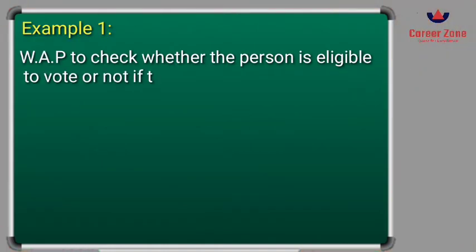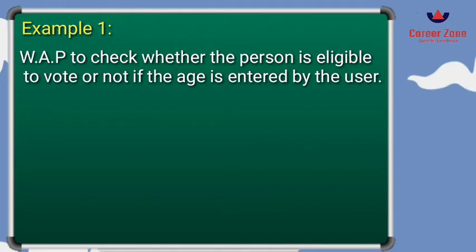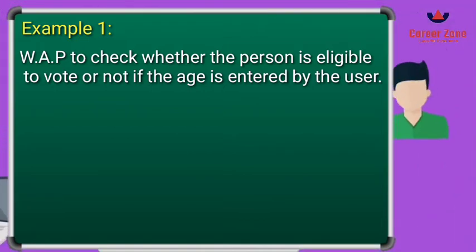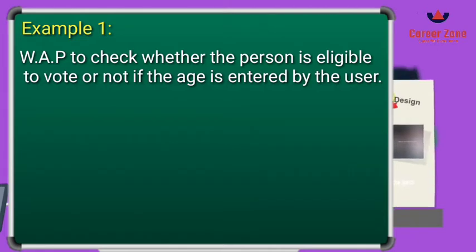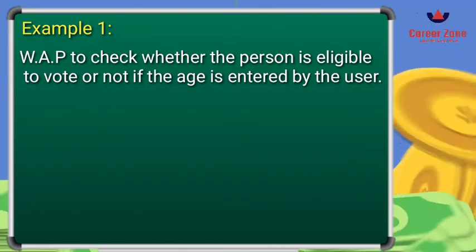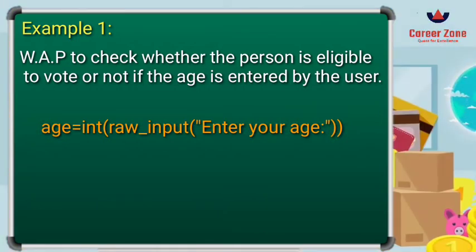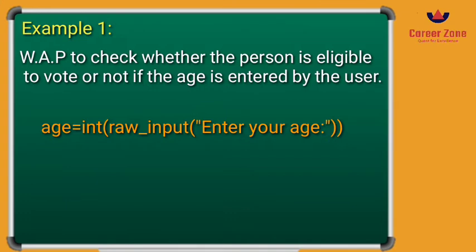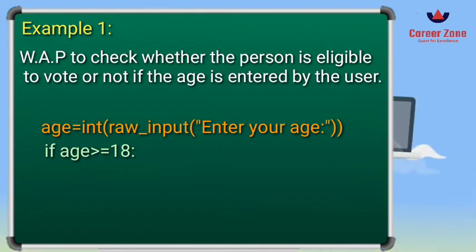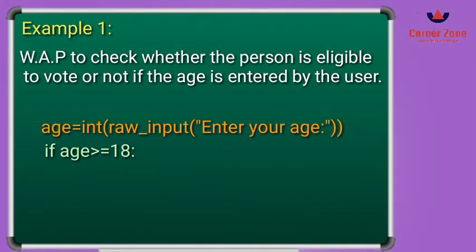Let us see one example where I will check if the age entered by the user is eligible for a voter or not, meaning if a particular person is eligible to vote or not. So we will ask the user to enter the age here. I am storing the age in the age variable using the input statement, and then I'll use the if statement to check if the age is greater than or equal to 18, and if it is, then it will print the statement written under the if part, that the person is an eligible voter.